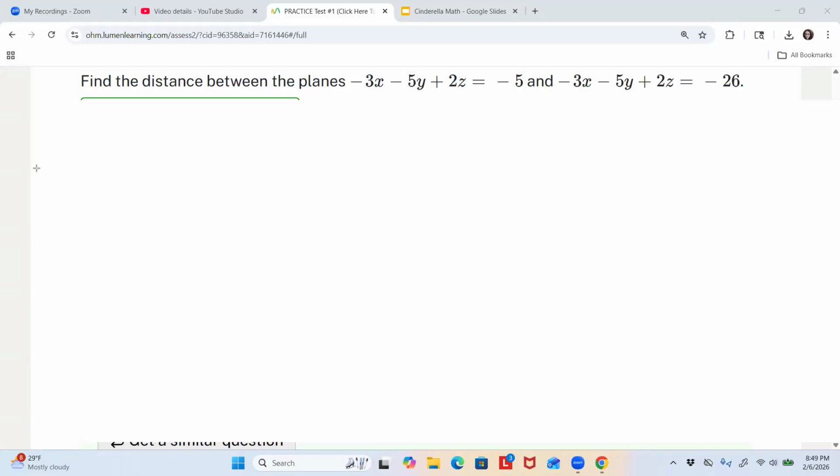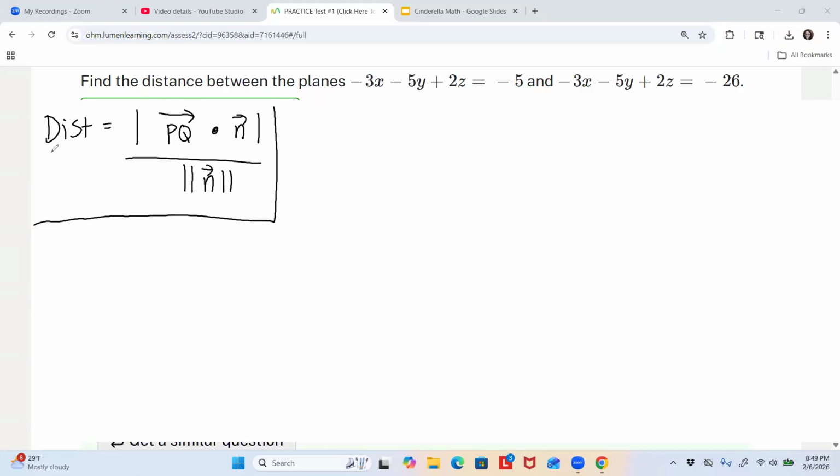We do want this formula here, that the distance is the absolute value of the vector PQ dotted with the vector n over the magnitude of n. All right, so that's our formula here, the distance between planes. Okay, but you'll see we need a P and a Q.